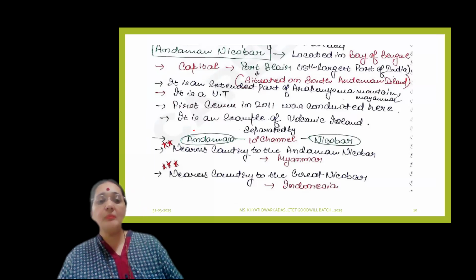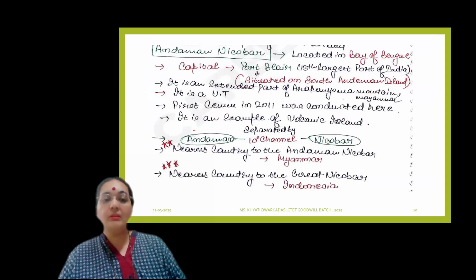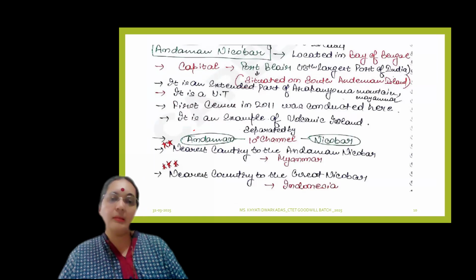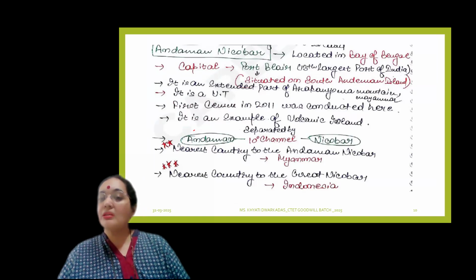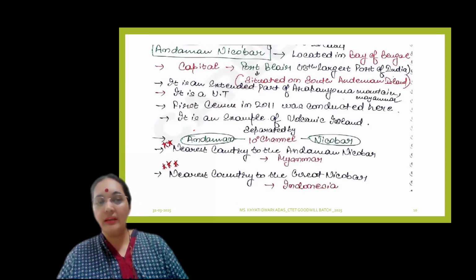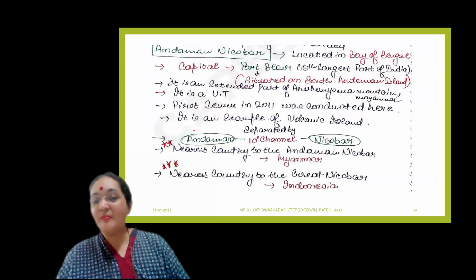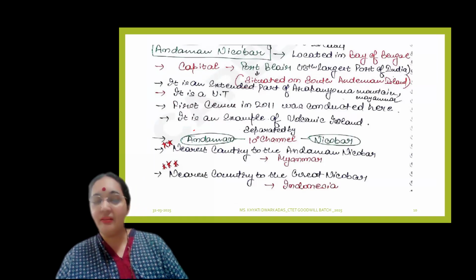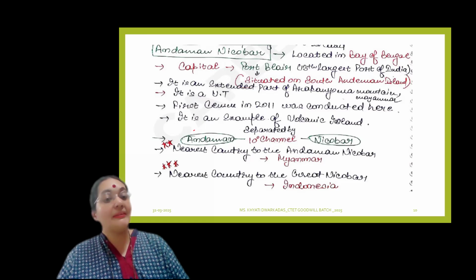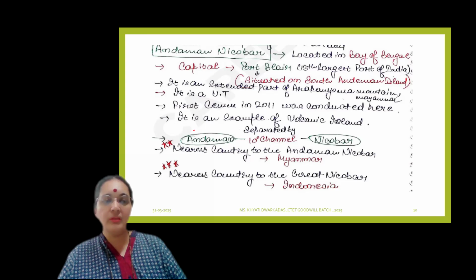Then the Andaman and Nicobar Islands are again located in the Bay of Bengal. The capital of Andaman and Nicobar is Port Blair, which is the 13th largest port of India. It is situated to the south of the Andaman Island. It is also a part of the Arakan Yoma mountain range of Myanmar. And it is a union territory of the Union of India. Because when we do political science, you will automatically come to know states and union territories.